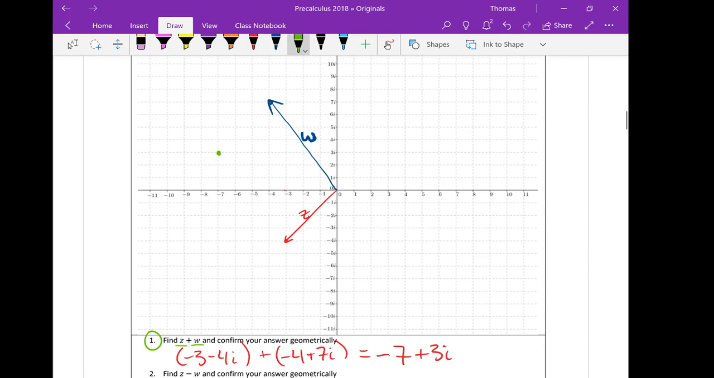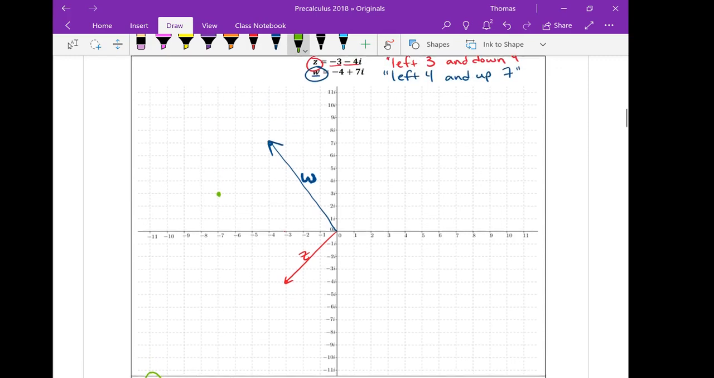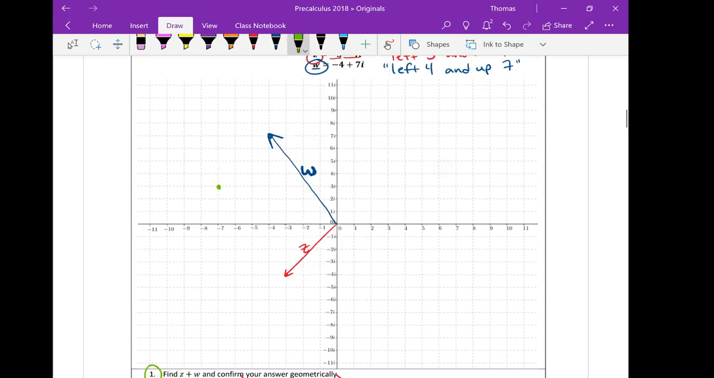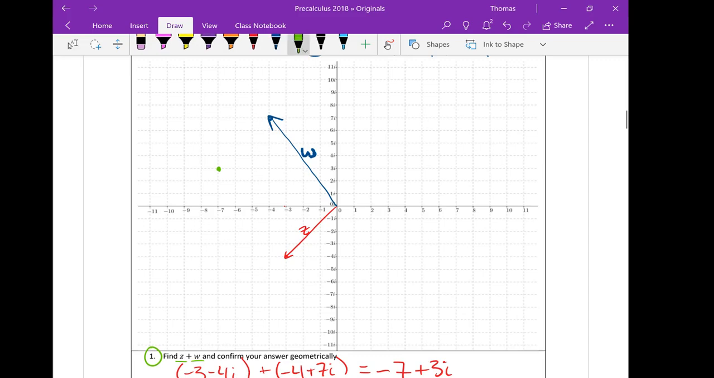So we found z plus w, and now we want to confirm our answer geometrically. So thinking of these vectors as instructions, saying z plus w in vector terms would mean first follow the instructions for z. So do what z tells you to do. That would be following along our red arrow and stopping right there. So I'm going to put a little guy right there. He's followed the instructions to do z from right here, and he's waiting. The next thing it says, plus do w.